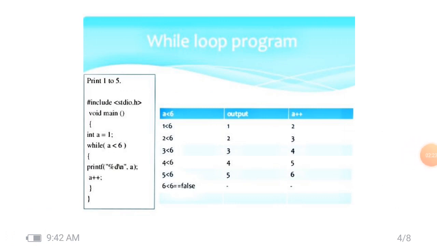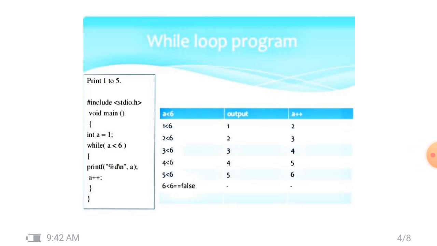Firstly, a is initialized to 1. Next, check the while condition: a is greater than 6. a means 1, so 1 is greater than 6. Yes, the condition is true. Next, control goes to our loop. Then the printf function prints %d, backslash n, comma a. a means 1, so the output is 1.